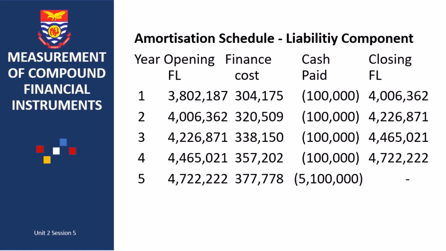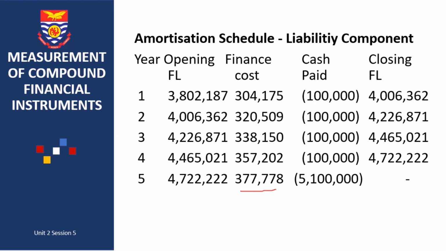You follow that throughout. When you get to this year, the same procedure still applies. The fifth year, you have to make sure you are paying 5.1 million. So the closing liability is 0. Good. Now let's look at how the journal entry will be.